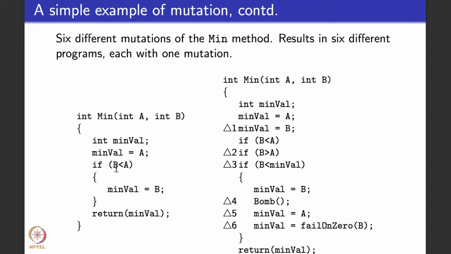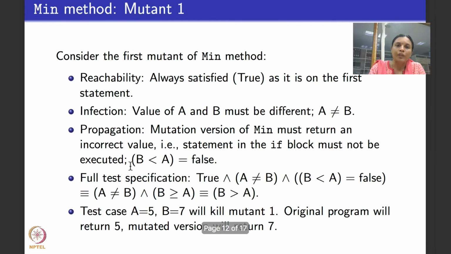If this passes, the result is going to be different. If this condition fails, the result is going to be different. So that's what infection deals with. Reachability is always satisfied as it's in the first statement. Infection means the value of A must be different from B. That's when the if condition will be tested.